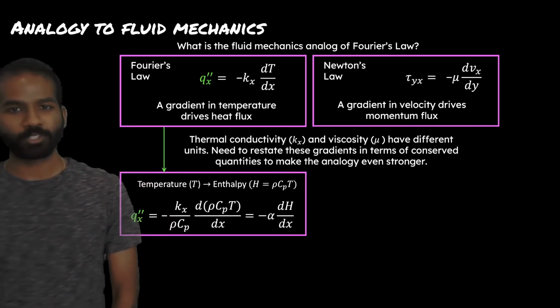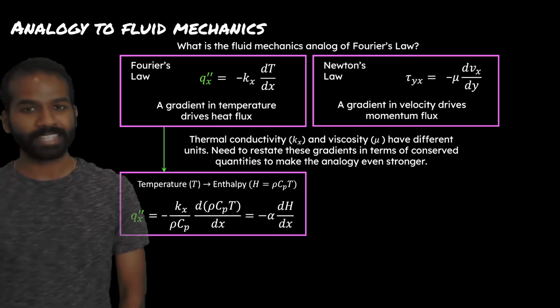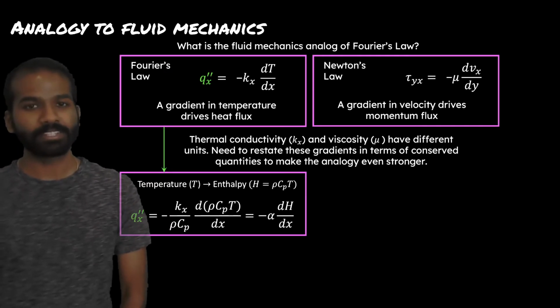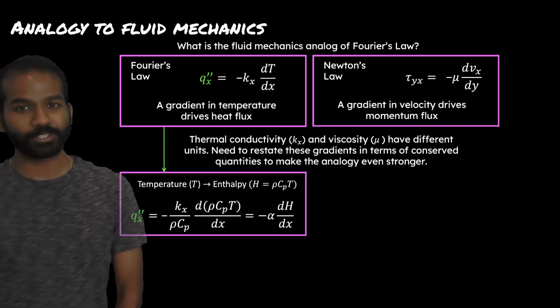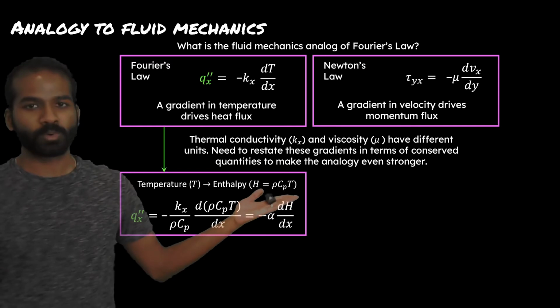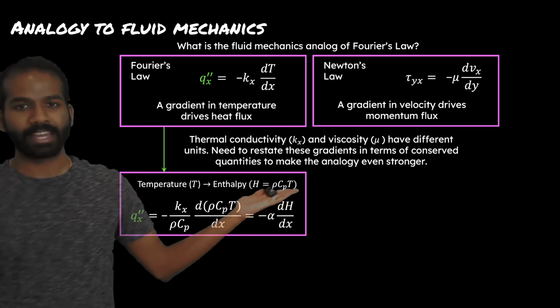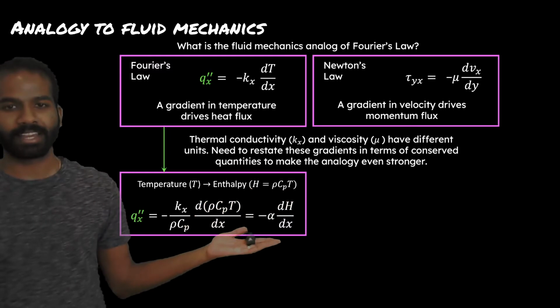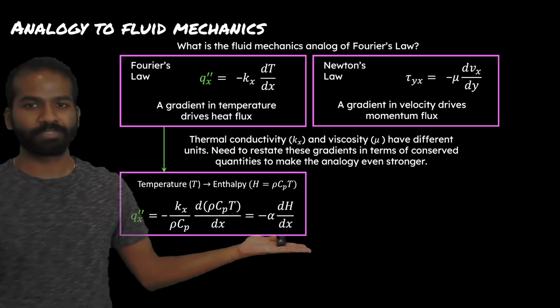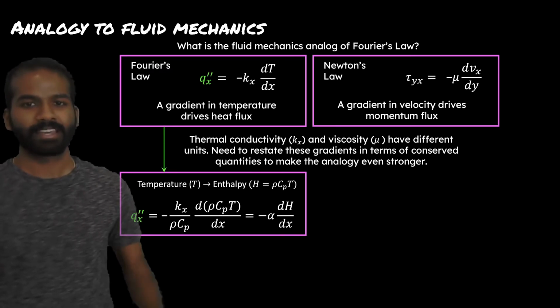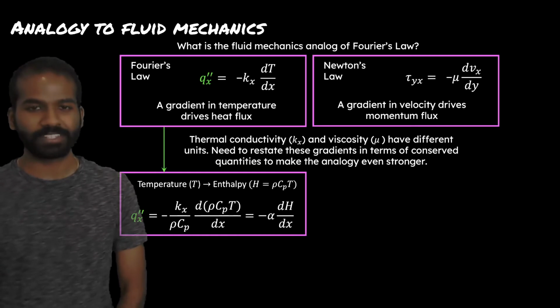So we're going to take temperature and now restate it as energy. And in doing so, we will see that we will achieve our goal of getting parallel units between Fourier's law and Newton's law. So we take the temperature T, we multiply it times rho Cp as shown here, and we get an enthalpy H. We apply that in the equation below, and we find that Qx double prime equals minus alpha dH dx. Alpha here is the thermal diffusivity. It is this ratio of Kx and rho Cp.